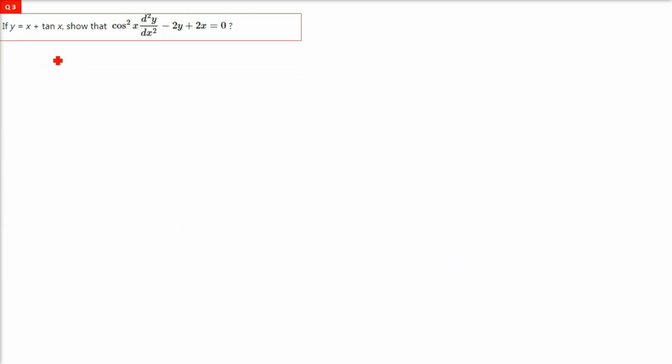y is equal to x plus tan x. So we have to show that cos square x d2y by dx2 minus 2y plus 2x equals 0. Now if you see in the solution, that is what they have wanted from us. They want cos square x, and there is 2y plus 2x also, that is negative 2y plus 2x. So we are not getting any point right now, so it's better that we just go ahead and try to solve it the way it is.